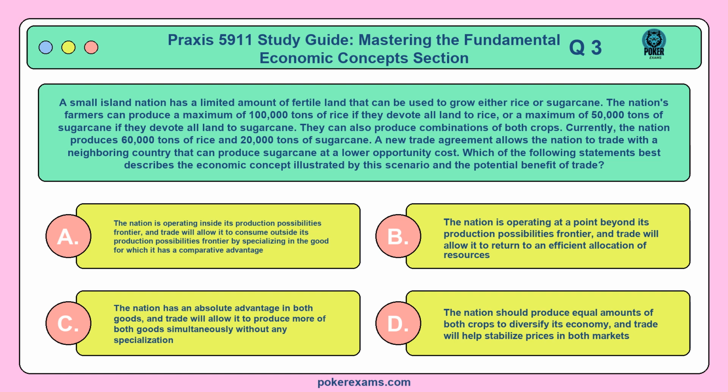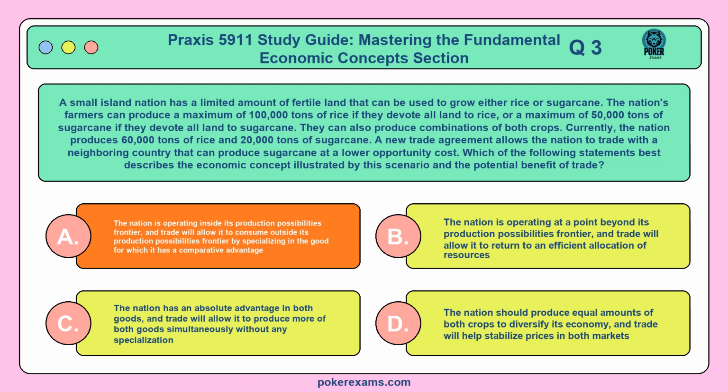A new trade agreement allows the nation to trade with a neighboring country that can produce sugarcane at a lower opportunity cost. Which of the following statements best describes the economic concept illustrated by this scenario and the potential benefit of trade? Is it Option A. The nation is operating inside its production possibilities frontier, and trade will allow it to consume outside its production possibilities frontier by specializing in the good for which it has a comparative advantage.